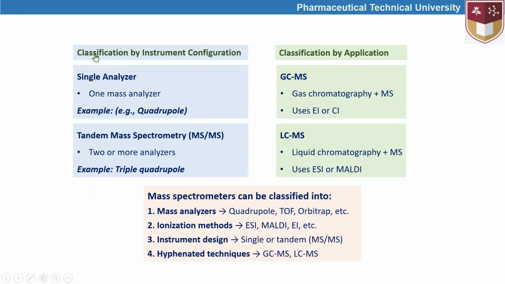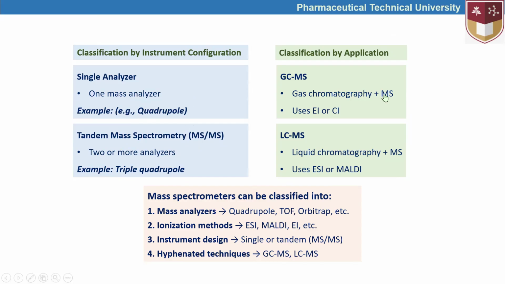Mass spectrometers can be classified by instrument configuration as single analyzer or tandem mass spectrometry. The single analyzers include one mass analyzer like quadrupole, and in tandem we can see MS-MS, with two or more analyzers. An example can be a triple quadrupole. So by the instrument configuration, they can be single analyzer or tandem analyzer.